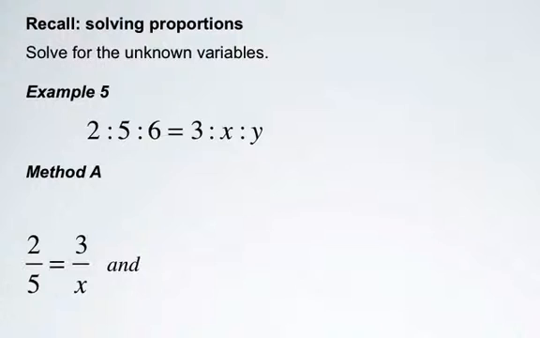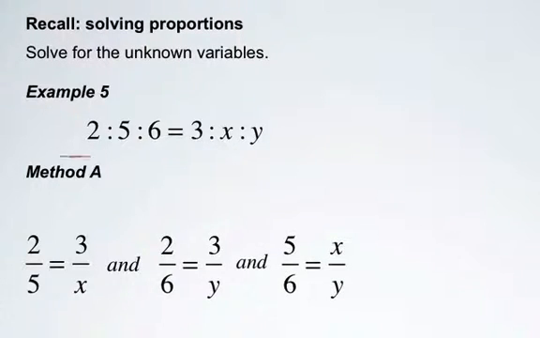Second way that we're going to solve in this method is by taking a look at the next ratios. So we've got a 2 to 6 ratio on this side, and we're going to compare that to the 3 to y ratio on the other side. And lastly, we've got a 5 to 6 ratio compared to an x to y ratio. Again, taking each part and each pair on both sides of the proportion.